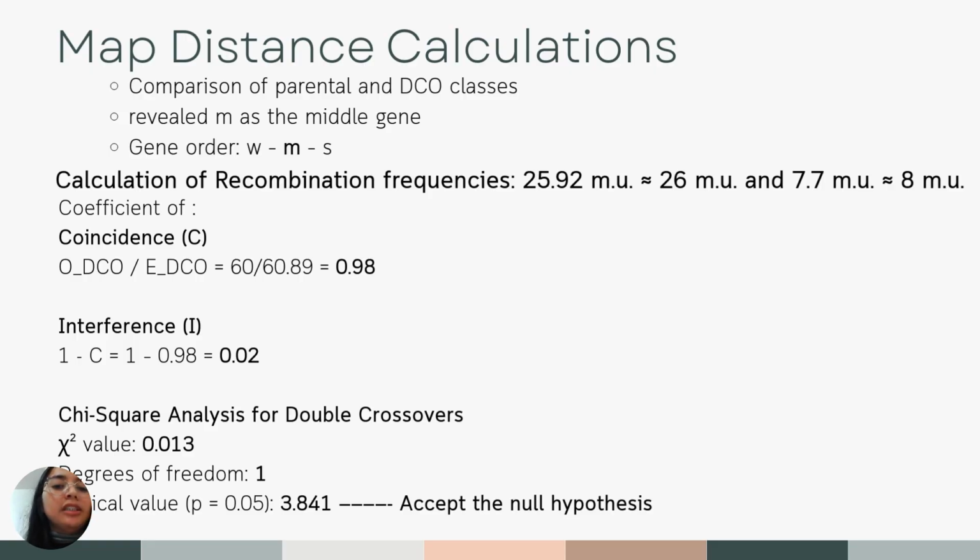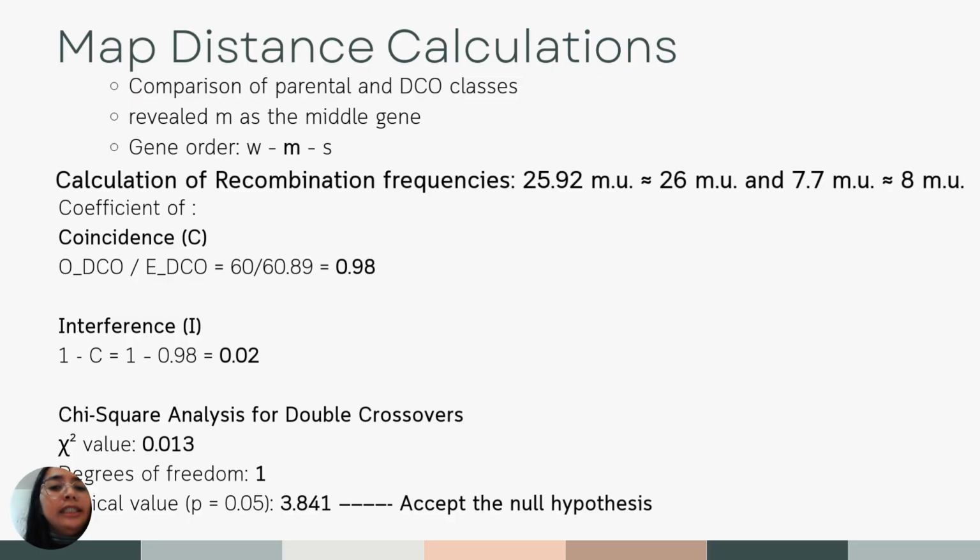For the map distance calculations, we used recombination frequencies from the pooled data. The distance between white and miniature was calculated as 25.92 map units, which rounds to 26 map units, and the distance between miniature and sable was 7.7 map units, which rounds to 8 map units. These values are consistent with classical genetic mapping expectations.